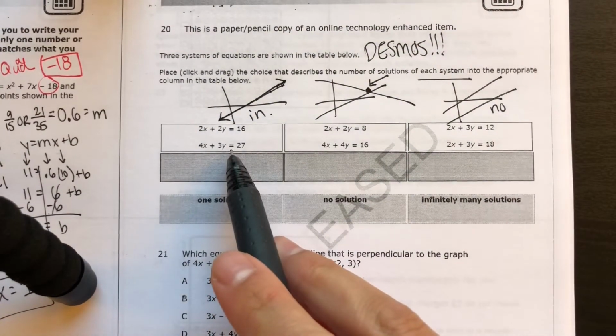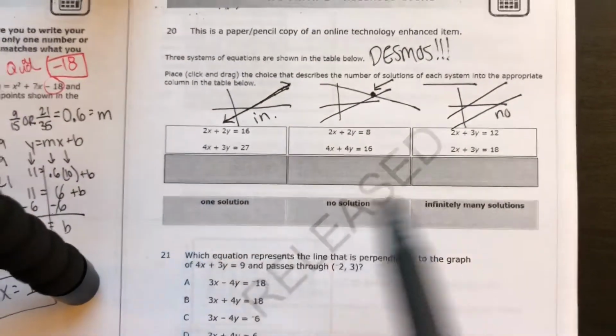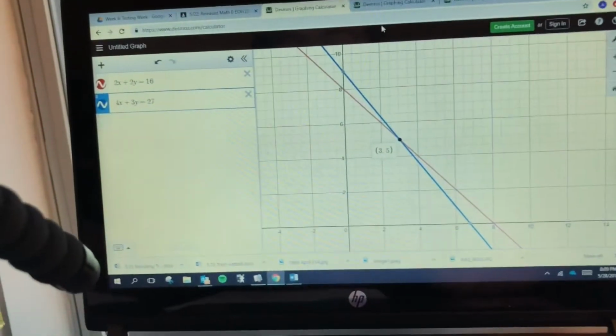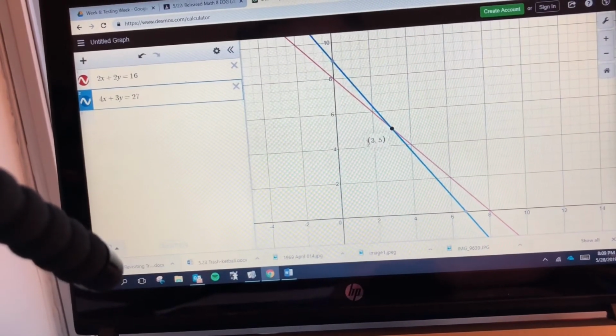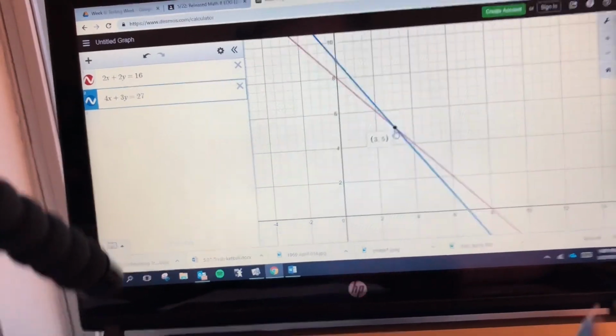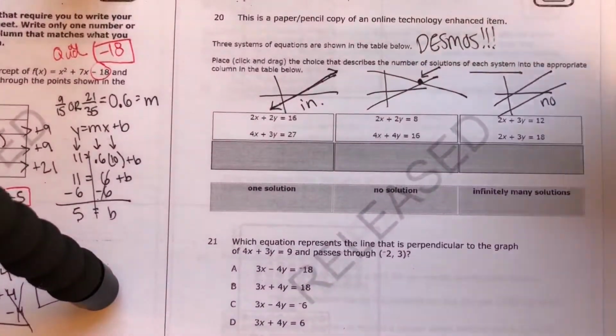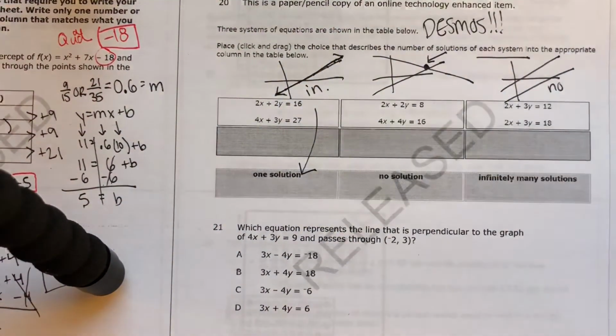So on here, I have this first equation. I've already plugged it in. So if you take a look at my screen on Desmos, these are the same equations that I have. And you can see on the graph, there is one point of intersection. So for the first one, there's one solution. So over here, this first one goes with one solution.